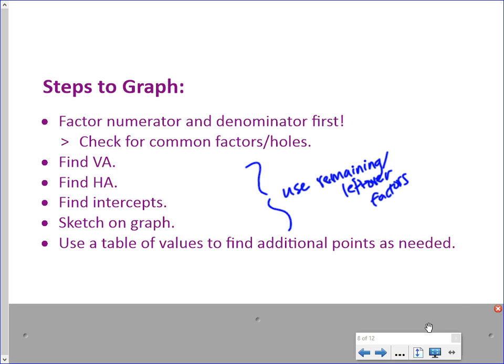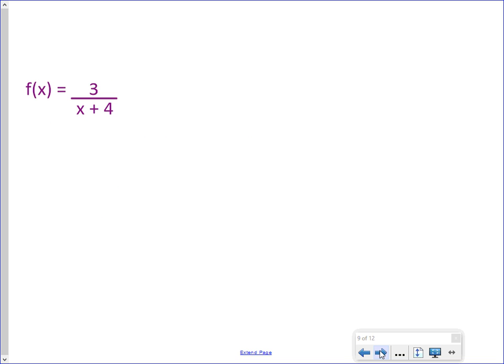Okay, let's look at a couple of examples. We're going to start real nice and easy, warm up to one that is a little more complicated. F of x equals 3 over x plus 4. Real easy to write down too. F of x equals 3 over x plus 4.